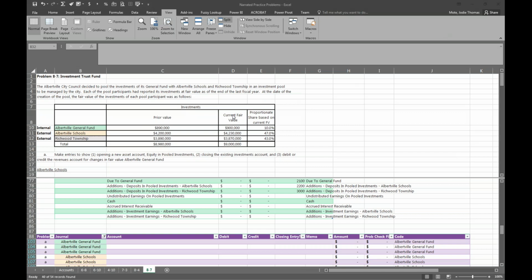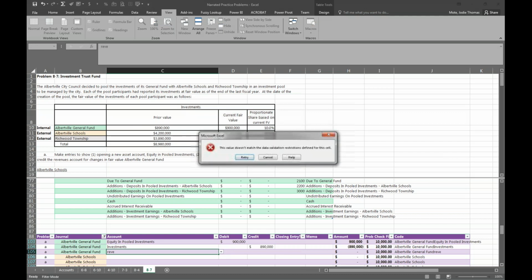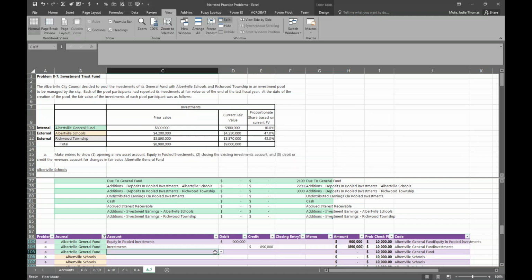And we have here, let's start with, we are going to debit equity in pooled investments for $900,000, because that's the current fair value of what's going in for the Albertville General Fund. We're going to credit investments for the old value of $890,000, and we are going to record revenues. Let's see what that revenue account's called exactly. Should be change in fair value of, there we go. Change in fair value of investments. And this is in the Albertville General Fund.